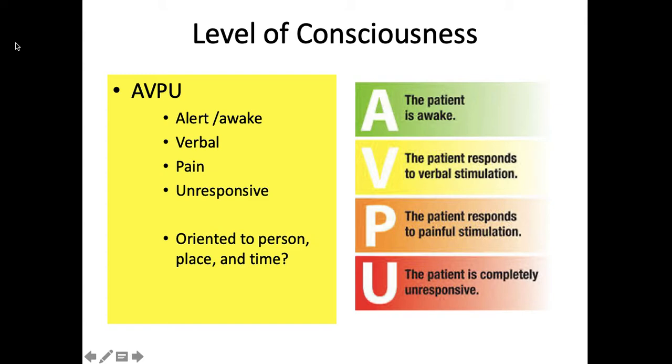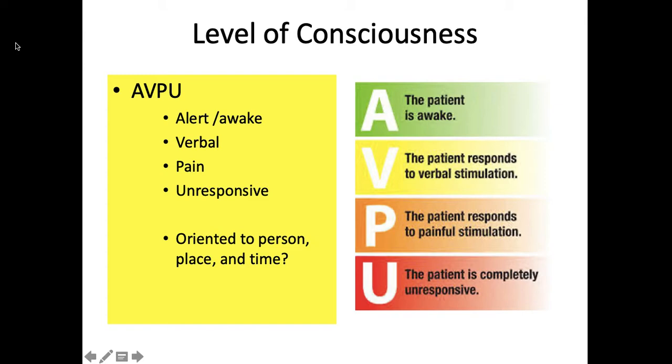Now, for level of consciousness, we use the acronym AVPU. So it stands for alert, verbal, pain, and unresponsive. So when you walk in on a patient, when you're approaching a patient, you're doing that initial impression. You're looking at what do they look like? Are their eyes open? Are their eyes closed? Do they appear to be aware of my presence as I walk into their space, their personal space, or into their room? If you walk in the room or you walk up to the patient and their eyes are open, then they're automatically alert. So it means they're alert to their environment.